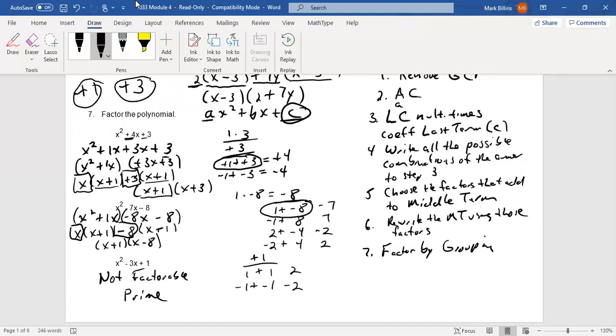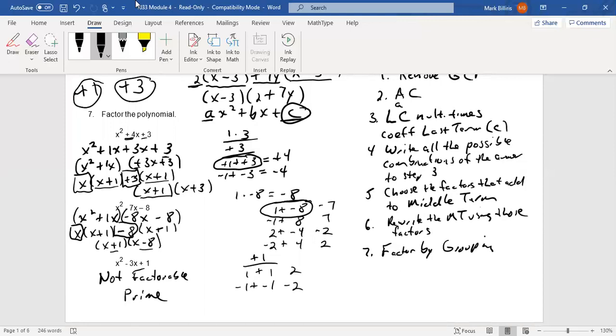So the second example, x squared minus 7x minus 8. Look at the two factors we chose to give us the negative 7. It was positive 1 and negative 8. Look at our final answer, positive 1 and negative 8. So the shortcut is, once you've identified the two factors that add to the middle term, you don't have to go through the steps of factoring by grouping.